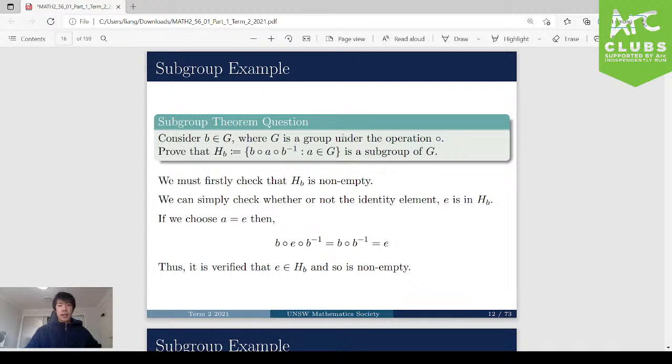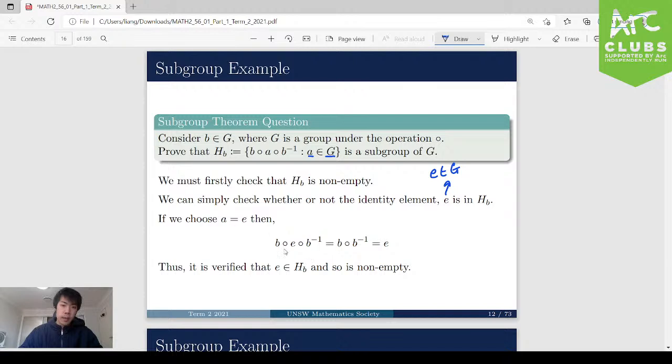We must firstly check that H is non-empty. And we can simply check whether or not the identity element E is in H. Okay, so this E here, to be more specific, is the identity element of G. We know that there must be this element within G because every group has an identity element. So if we can prove that E is also within H, then it's non-empty. Okay, so if we choose A equals to E, right? Because remember, A is some element within G, so it's absolutely fine for us to choose that A equals to E.